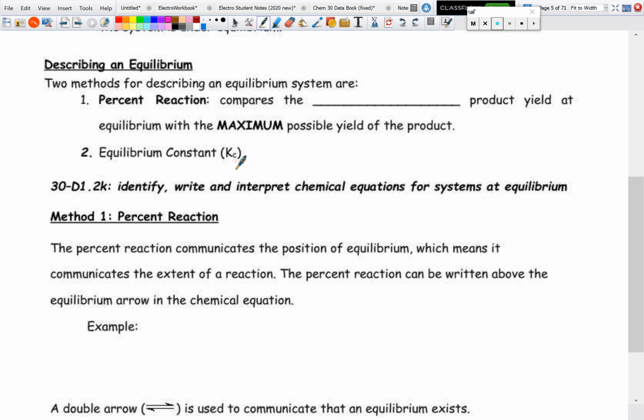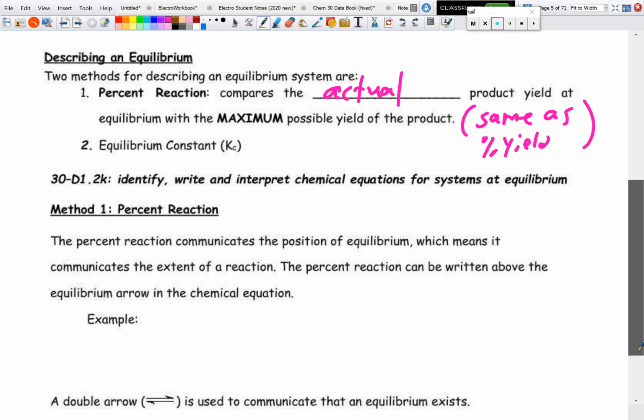So for percent reaction, this compares the actual product yield at equilibrium with the maximum possible yield of the product. Another way to think about this one, it's almost the same as percent yield that you would have done in Chem 20 in the stoichiometry unit. And that's actually what the percent reaction is. If you know stoichiometrically you're supposed to get like 5 grams of material being produced, but you only get 2 grams being produced, well, you know there's a certain percent based on that. And of course, equilibrium constant we will get to shortly. So let's look at our percent reaction.